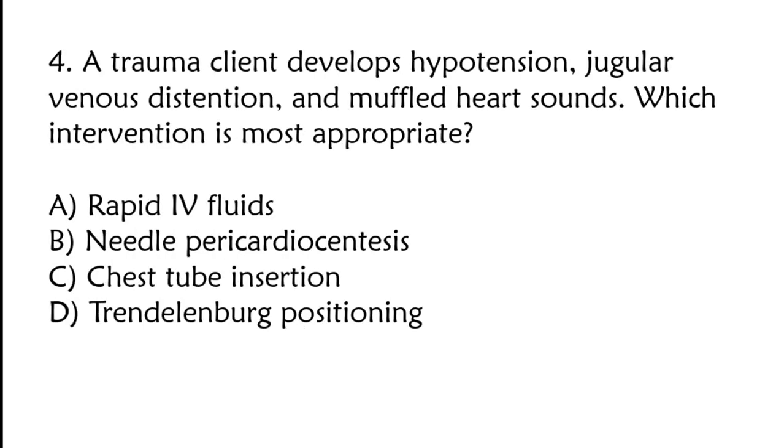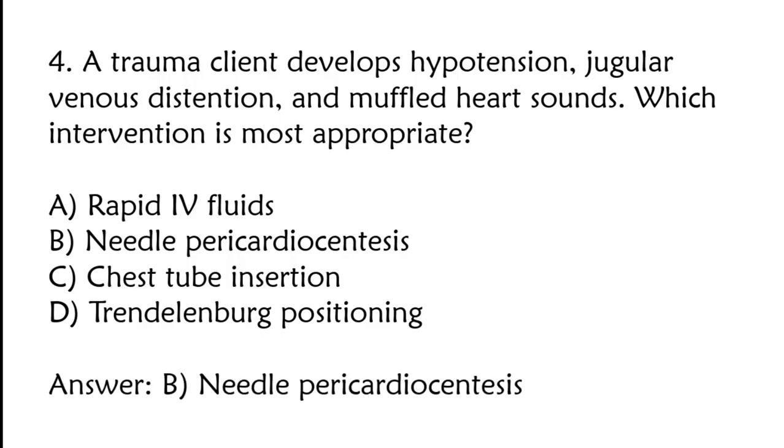A trauma client develops hypotension, jugular venous distension, and muffled heart sounds. Which intervention is most appropriate? Correct answer is B. Needle pericardiocentesis.